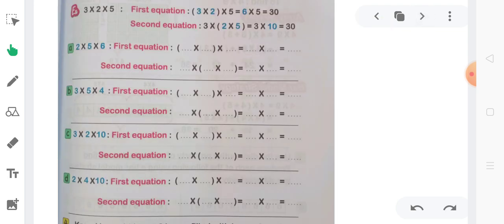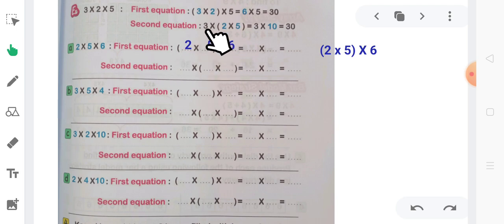Okay, the next one. Let's see here. I need to use the parentheses, or the associative property, in order to get the answer, or the product, of the 3 numbers. Okay, let's see here. The first method, or the first equation: we take the first 2 together like this. I take 2 times 5 inside the parentheses. Let's write it here. 2 times 5 times 6.